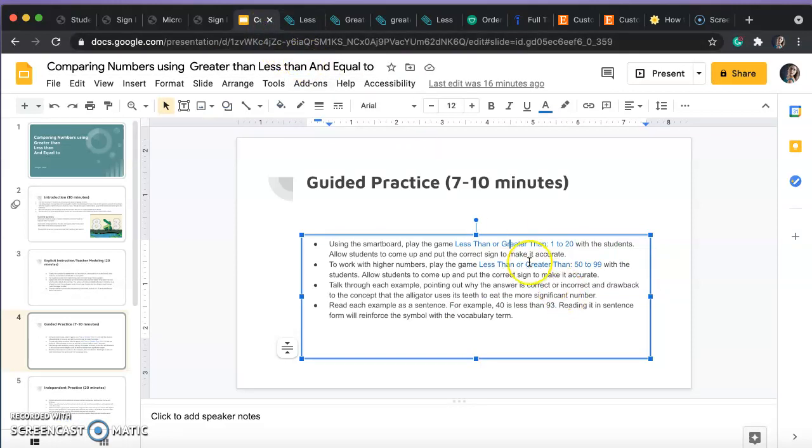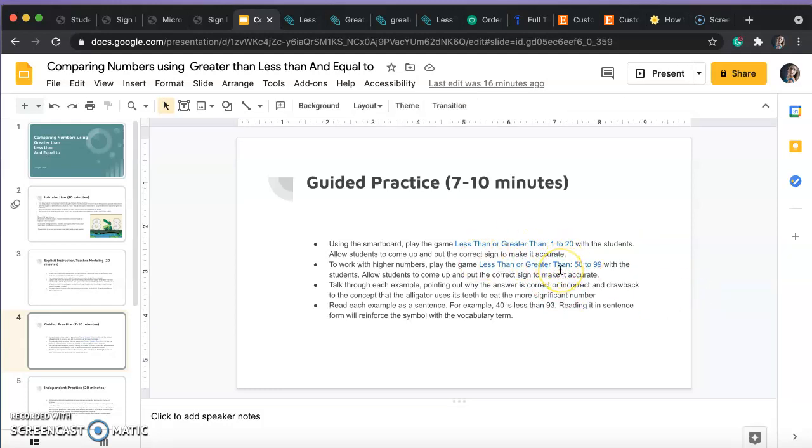And it's the same thing with this, except using bigger numbers. And it's just another way, a fun way for the students to be able to show me that they understand what the signs represent and put them in the correct spot to make the problem true.